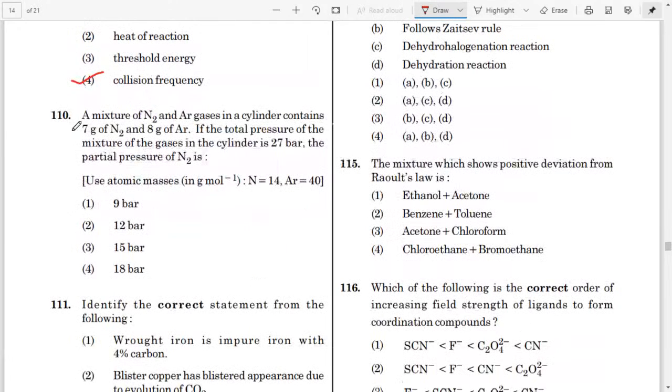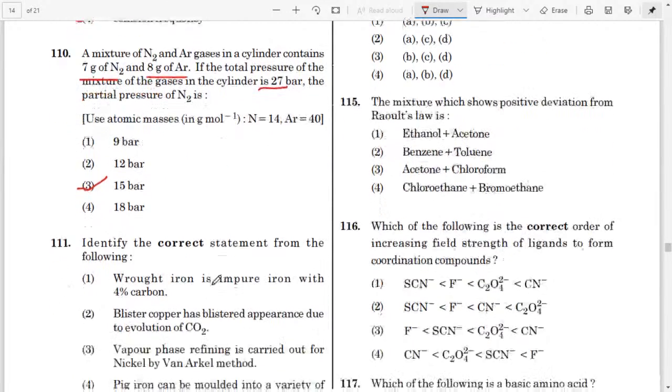Next, question number 110. A mixture of nitrogen and argon gases in a cylinder contains 7 grams of nitrogen and 8 grams of argon. If the total pressure of the mixture of the gases in the cylinder is 27 bar, the partial pressure of nitrogen is. Use atomic masses 14 and argon 40. What is going to be the correct answer? It is 15 bar. So 7 is going to give 15 and 8 is going to be the remaining. So the option number 3 is correct option, students.